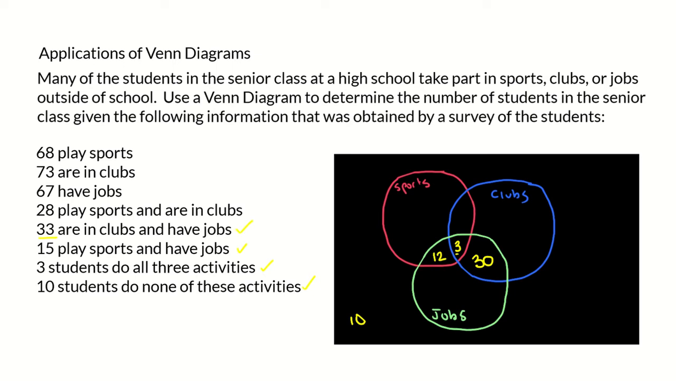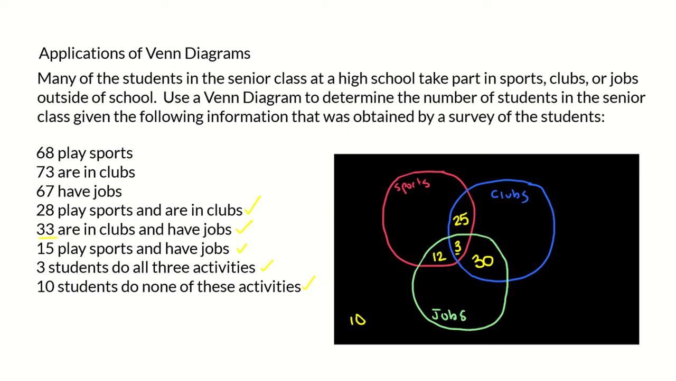Now 28 students play sports and are in clubs, and again 3 of those are accounted for in the center of the 3 circles, so 28 minus 3 is 25 in this area for sports and clubs. And now we work our way out to the single categories.